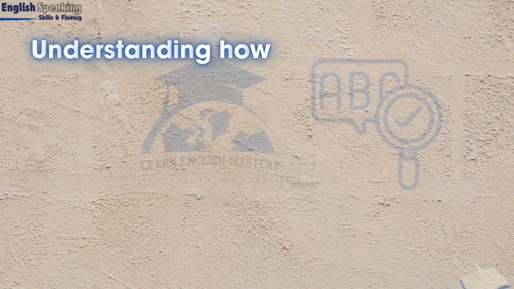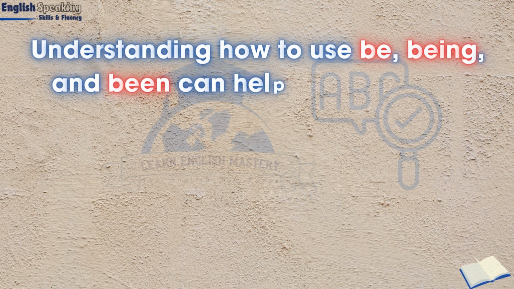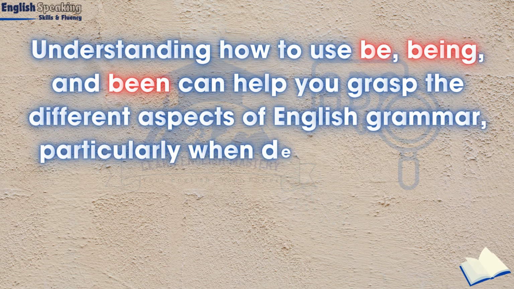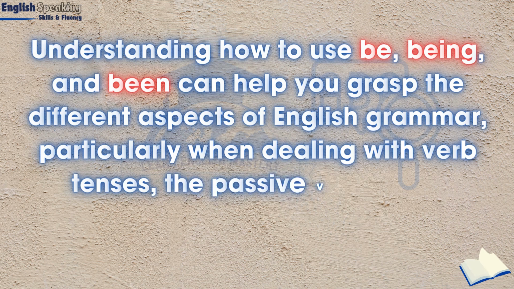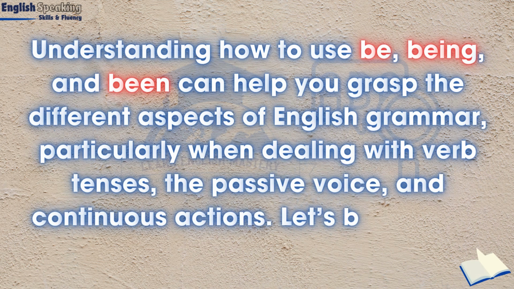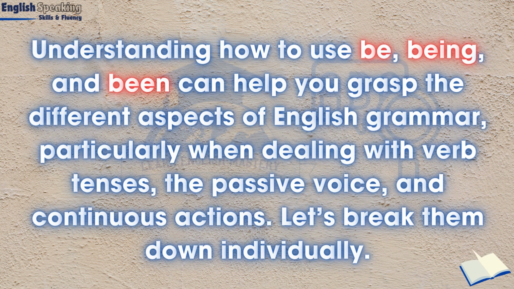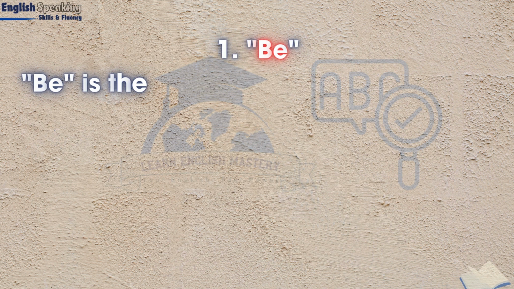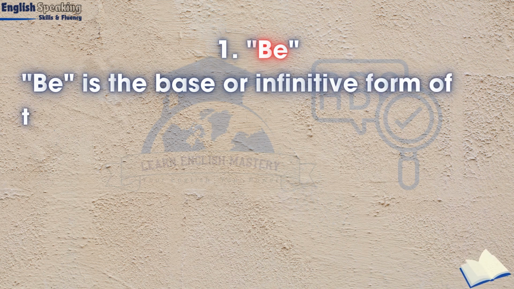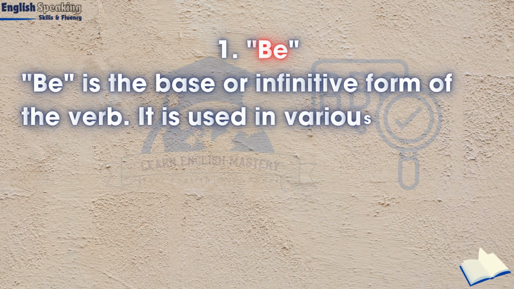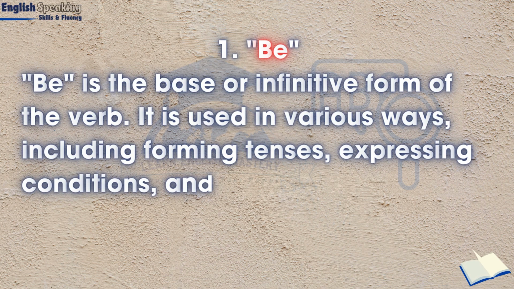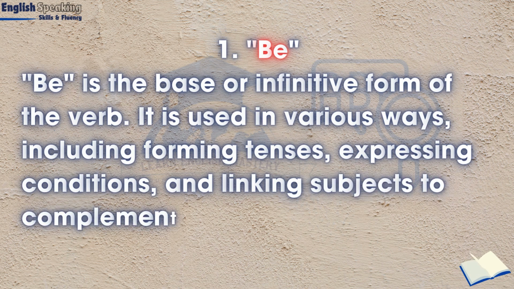Understanding how to use be, being, and been can help you grasp the different aspects of English grammar, particularly when dealing with verb tenses, the passive voice, and continuous actions. Let's break them down individually. 1. Be is the base or infinitive form of the verb. It is used in various ways, including forming tenses, expressing conditions, and linking subjects to complements.